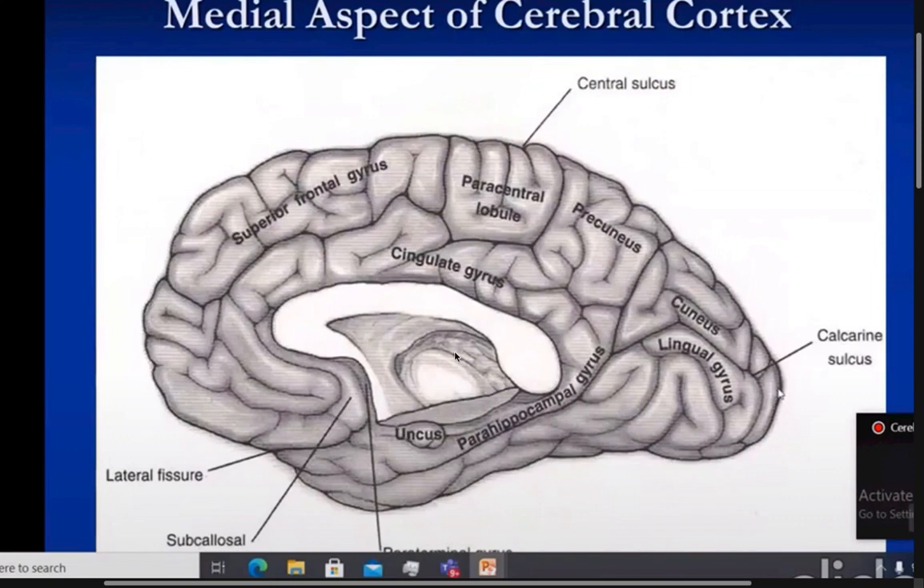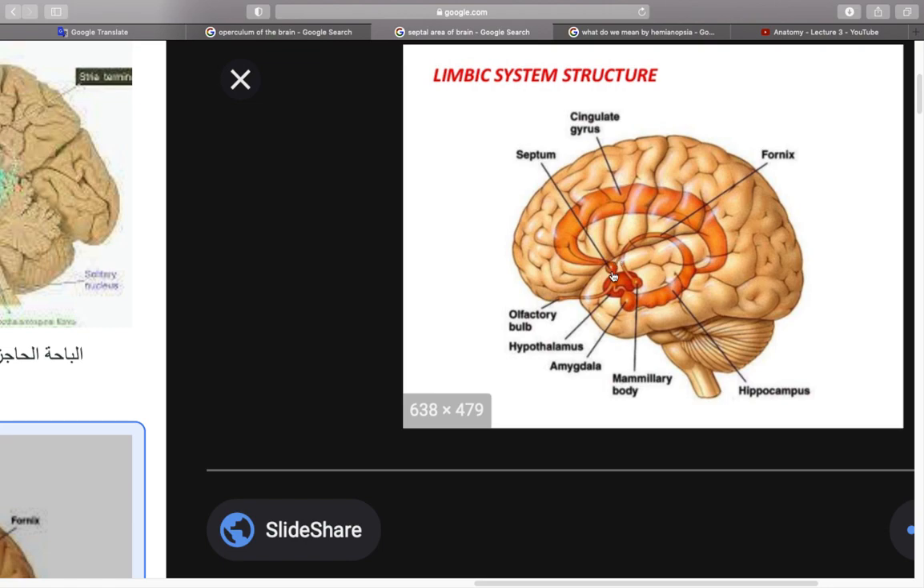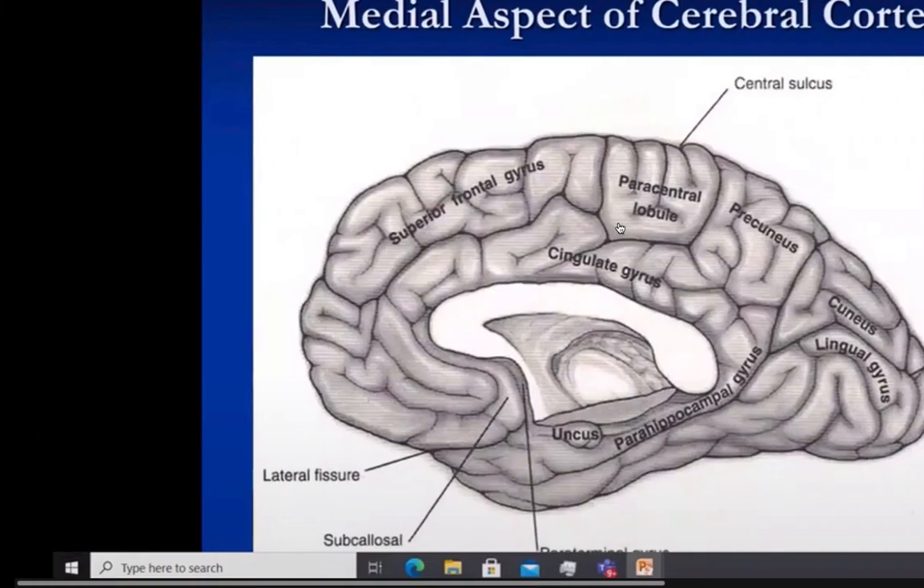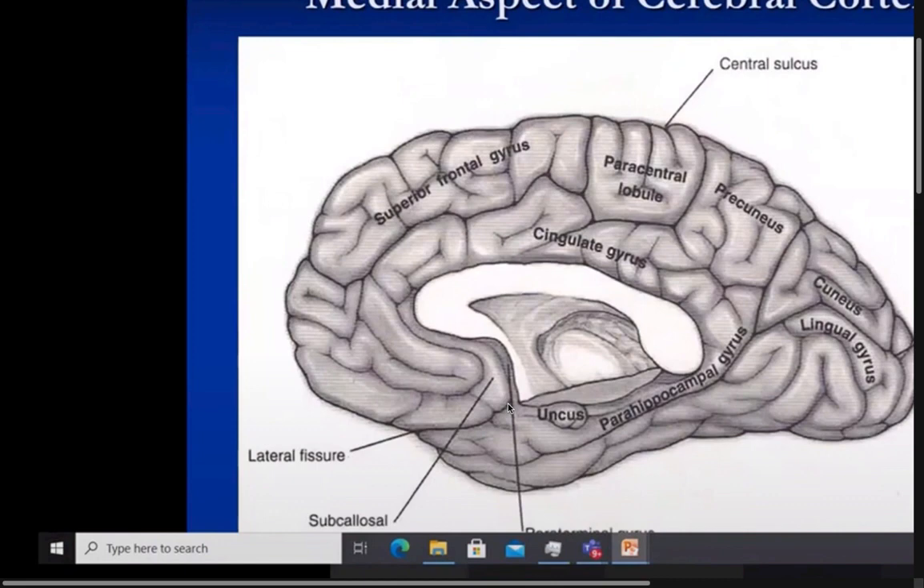This is the cingulate gyrus plus the septal area. The septal area is a projection in here. You'll be able to see the septal area from this figure. This is the septum, this is the septal area. So the cingulate gyrus, the septal area, and the parahippocampal gyrus, all of them can be named as the limbic loop.